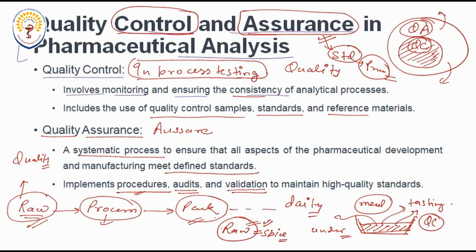You will also ensure that after preparing the food, it is served properly. So everything under it, including the tasting, the cooking process, and the quality control, all come under quality assurance. So this is a very simple example to understand the difference between quality control and quality assurance.